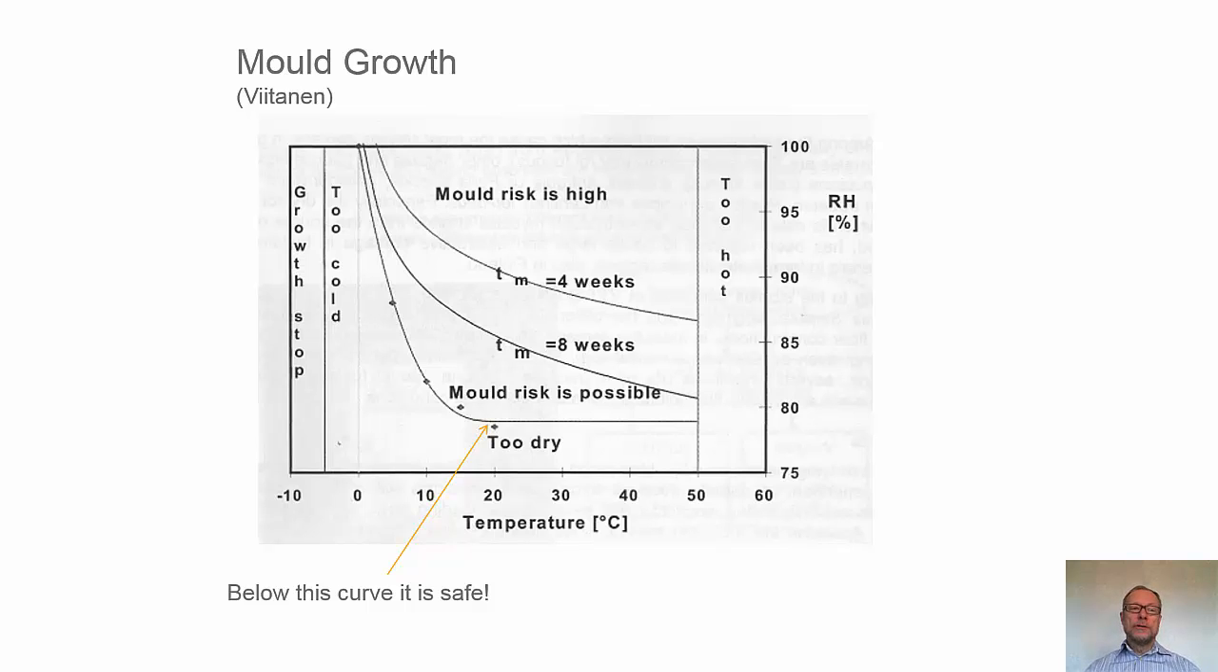There has been quite a lot of research on mold growth, and one example is Viitanen from Finland, showing how mold is established and growing. And here are some graphs showing how fast or how big the risk is for mold growth. On the horizontal axis we have the temperature, and on the vertical axis we have the relative humidity, and the lower curve tells us that if we can stay below that curve, there will be no risk of mold growth at all. It's too dry basically for mold to be established and grow.